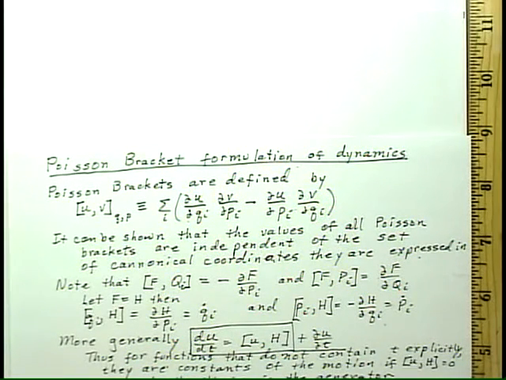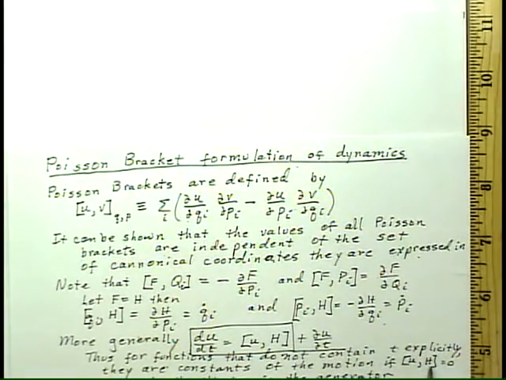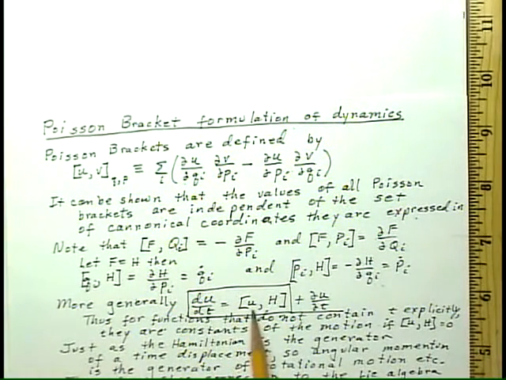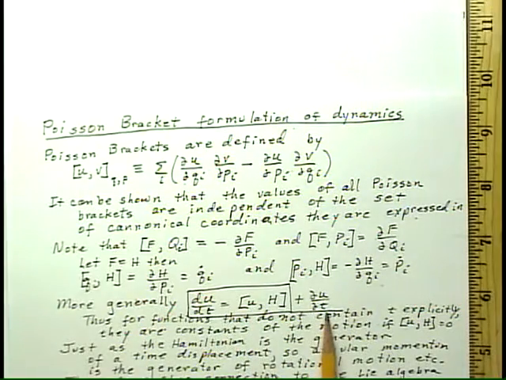Thus we can conclude that for functions that do not contain the time explicitly, and thus for which the partial of the function with respect to t vanishes, these are constants of the motion if u and H have Poisson brackets that vanish. Again, let me repeat that. If we have a function u which does not contain the time explicitly, and if the Poisson bracket of that function with the Hamiltonian vanishes, we find that its time derivative vanishes, therefore it's a constant of the motion, or equivalently, we say that it's a conserved quantity.